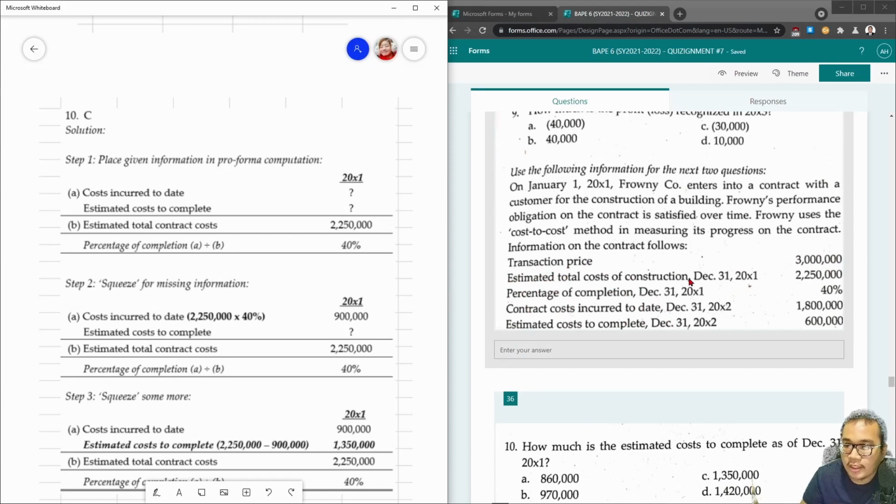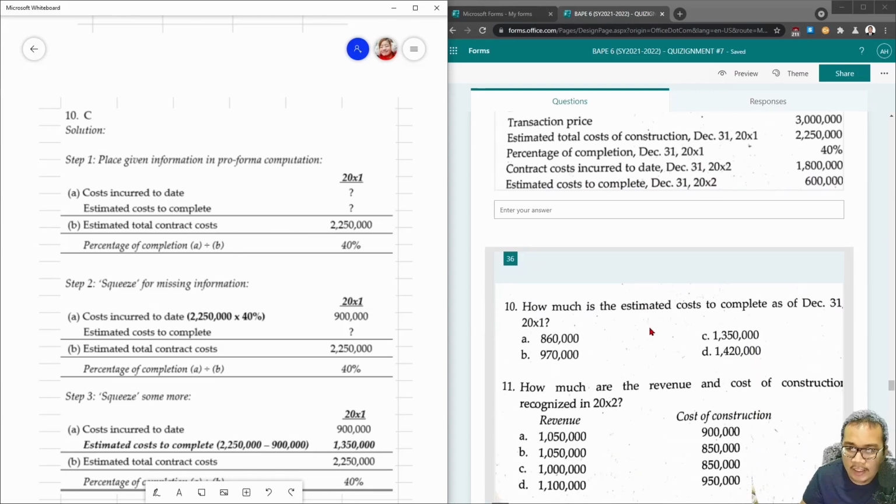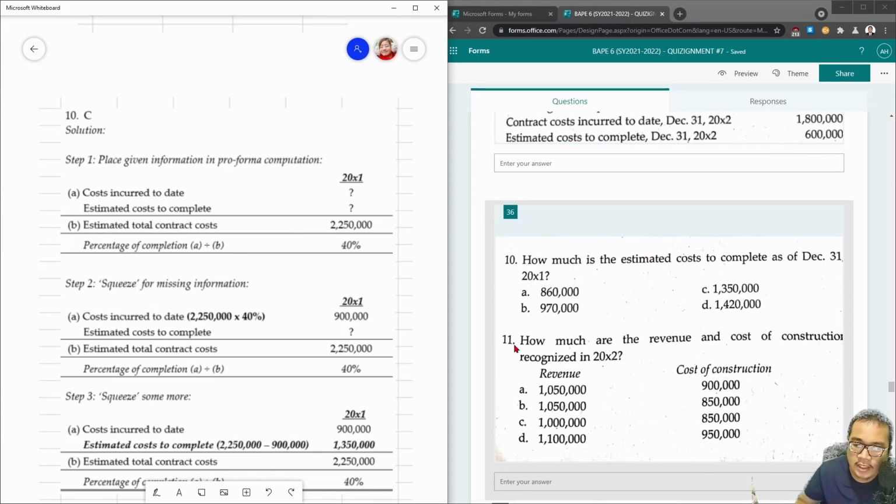Estimated total cost of construction as of the end of 20x1, December 31, 2.25 million. Percentage of completion for that year is 40%. Going to the next year, 20x2, contract cost incurred to date is 1.8 million. Estimated cost to complete, 600K. So, ang tanong sa atin, for number 10, how much is the estimated cost to complete as of December 31, 20x1, and 11, how much are the revenue and cost of construction to be recognized in 20x2.